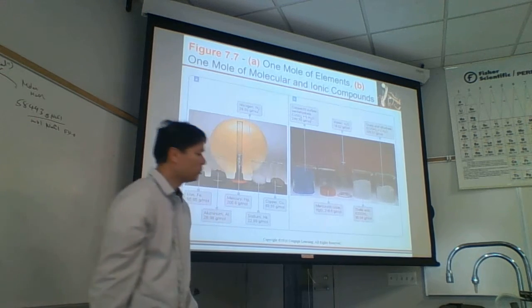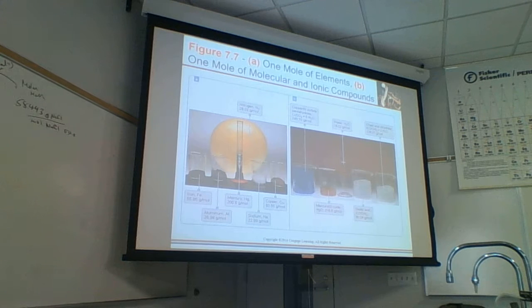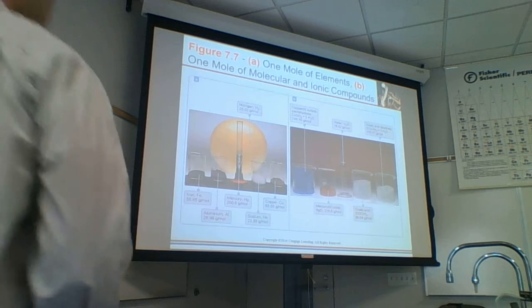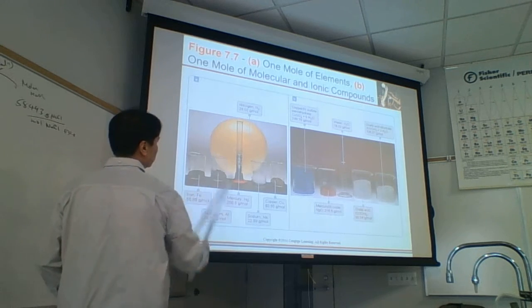So this is a mole of various compounds and elements. Nitrogen, if you look at nitrogen, that's a mole of nitrogen in the back there. It's not very dense. It's a gas.